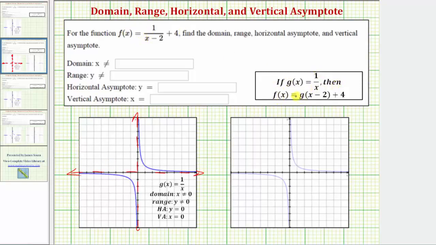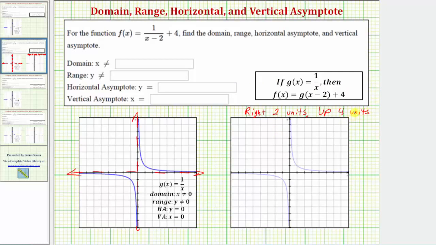Now from here, if g of x equals 1 divided by x, then the given function f of x would be equal to g of the quantity x minus 2, which means we would substitute or replace x with the quantity x minus 2 in the denominator, and then we'd have a plus 4. In this form, hopefully we can recognize that g of the quantity x minus 2 will be the graph of g of x shifted right 2 units, and the plus 4 would shift g of x up 4 units.